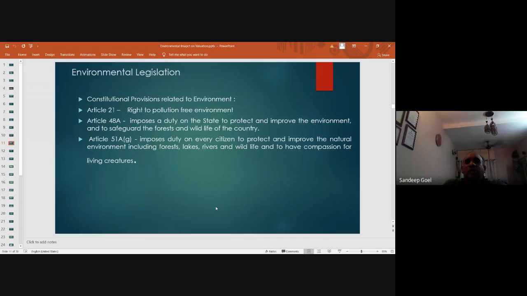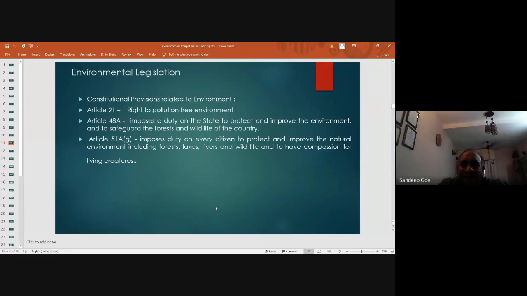Environmental legislation. Now the point starts here. In the previous 10 slides, I have given you some introduction. What is pollution? How does it affect our environment? What does the environment consist of? Air, water, and soil or earth. If you pollute all three natural resources, then pollution happens. How to curb the pollution?